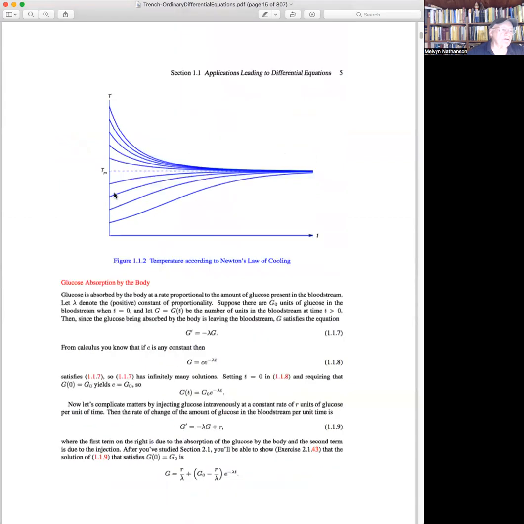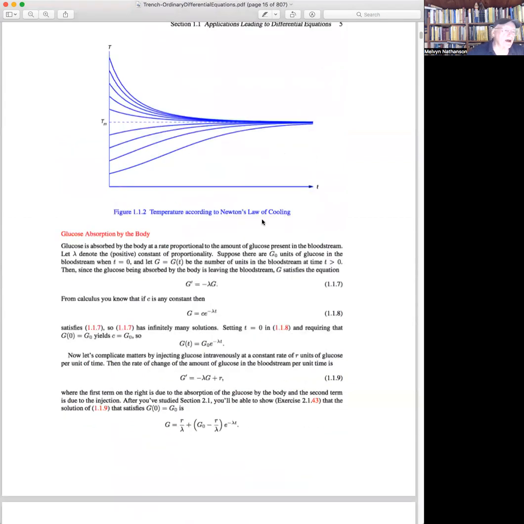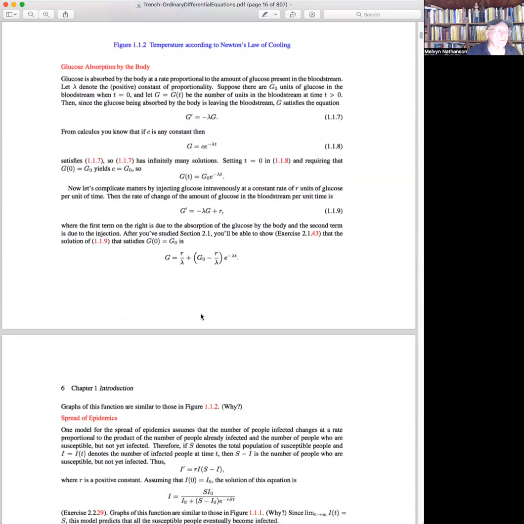And there are infinitely many examples of applications of differential equations. This one has to do with glucose absorption by the body. You have glucose in your bloodstream, and as the blood circulates, some of the glucose in the bloodstream is absorbed by the body and used to support all the bodily functions. And there's a differential equation that describes the rate at which glucose is absorbed by the body.